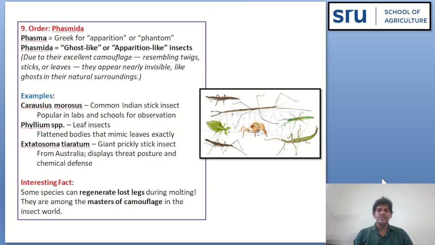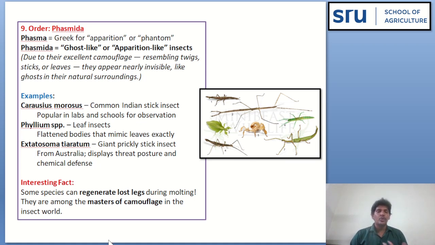Next order is the Phasmida. Phasmida comes from the Greek word phasma, meaning apparition or phantom. Phasmida are ghost-like or apparition-like insects. Due to their excellent camouflage, resembling twigs, sticks or leaves, they appear nearly invisible like ghosts in their natural surroundings. So examples for Phasmida are the leaf insect and stick insects.